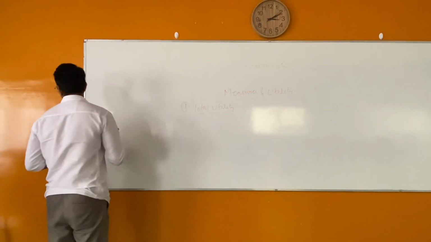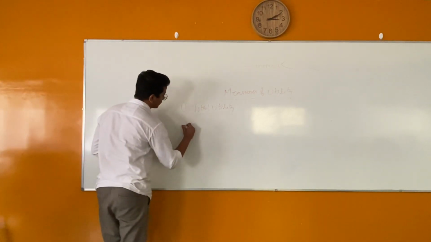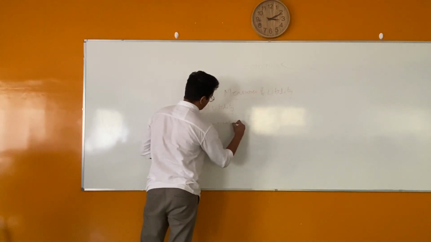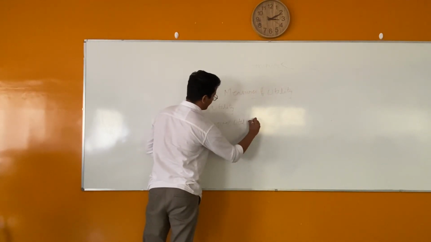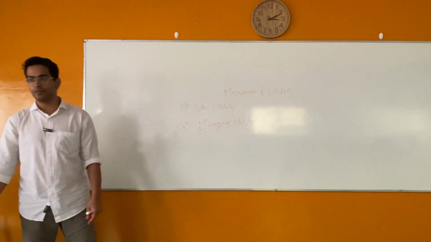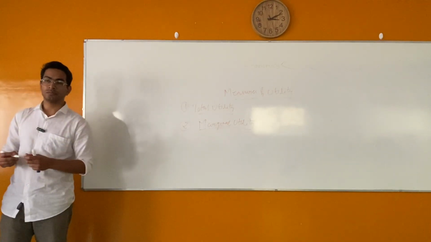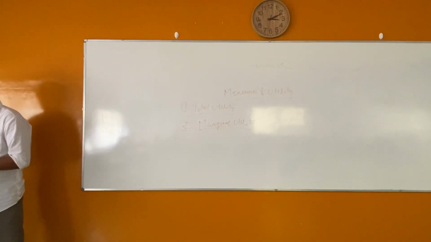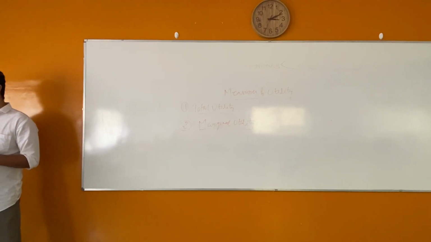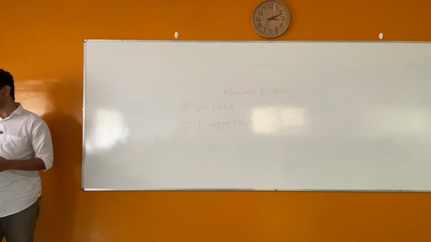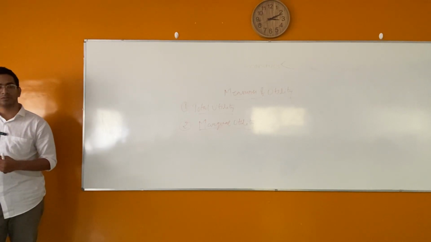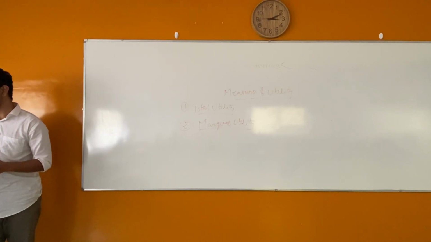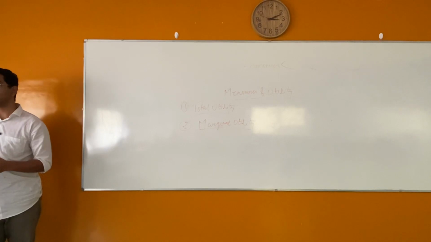Second one is marginal utility. I've said whenever the word marginal comes, what does it mean? Addition, extra addition. So it means change in total utility due to consumption of one additional unit of commodity.